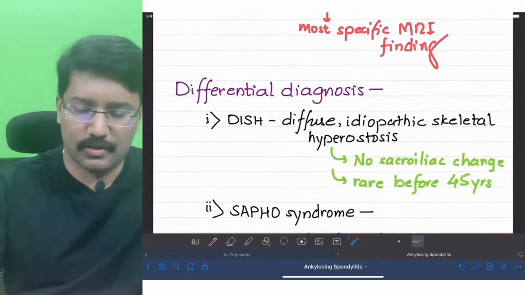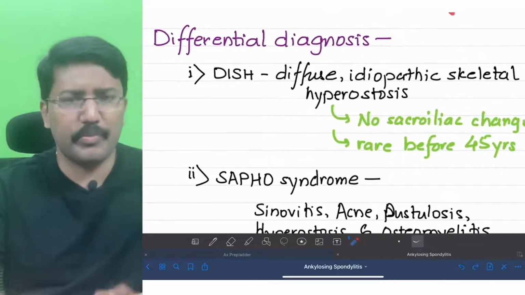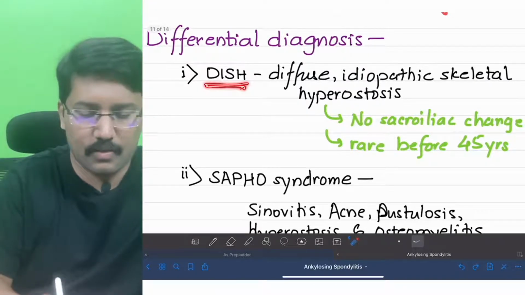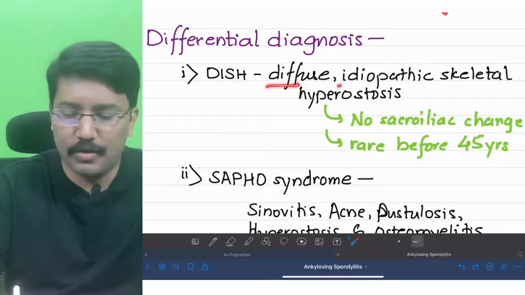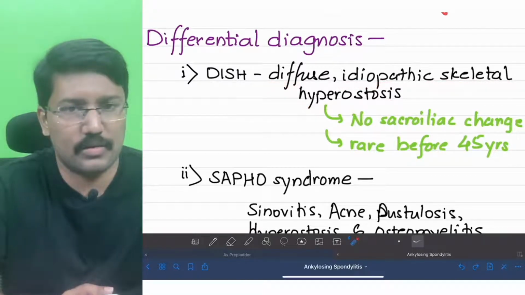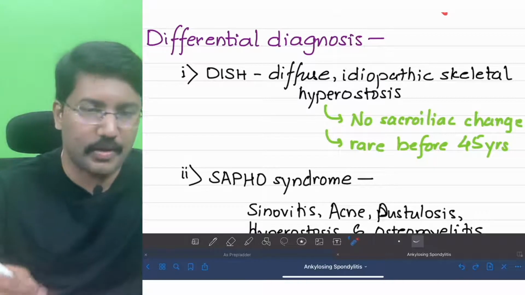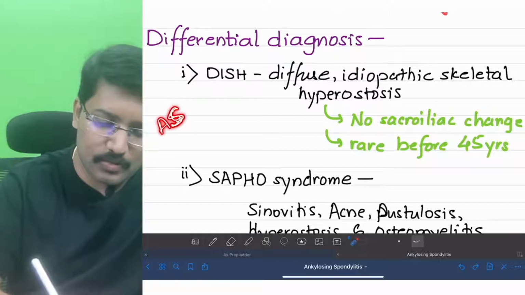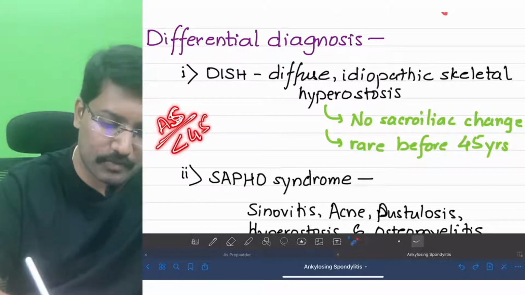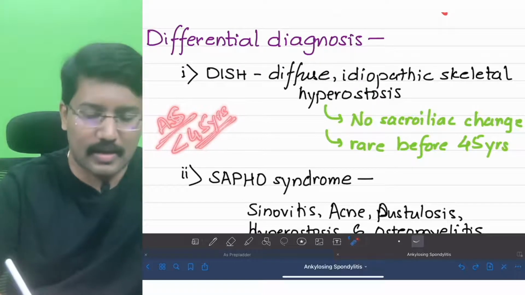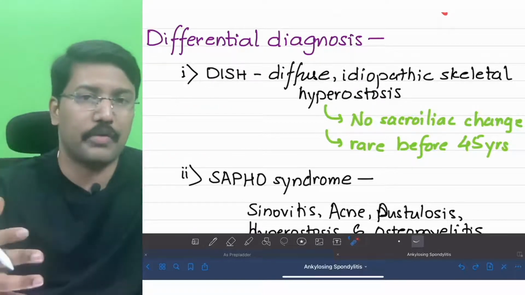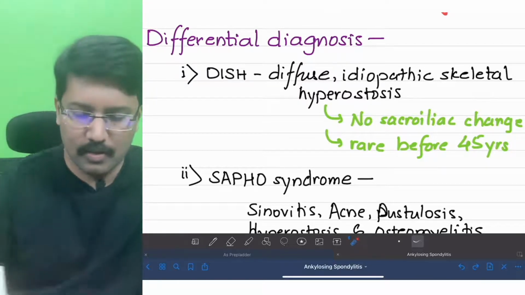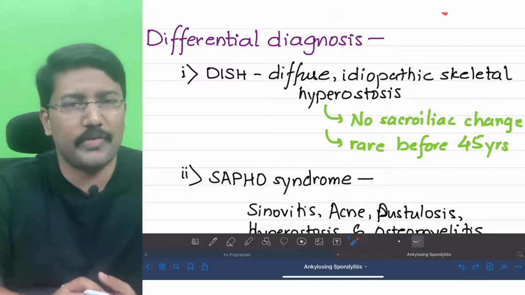Now coming to differential diagnosis, there are two important differential diagnoses I want you to remember because they have a somewhat similar radiological presentation. The first one is DISH, which stands for diffuse idiopathic skeletal hyperostosis. This is basically a disorder of elderly people, very often diagnosed after 60 or 70 years. On the other hand, ankylosing spondylitis is usually diagnosed before the age of 45 years. It is not considered an important differential when a patient presents after 45 years with low backache. Because this occurs in elderly people, it is not a very closely related differential.